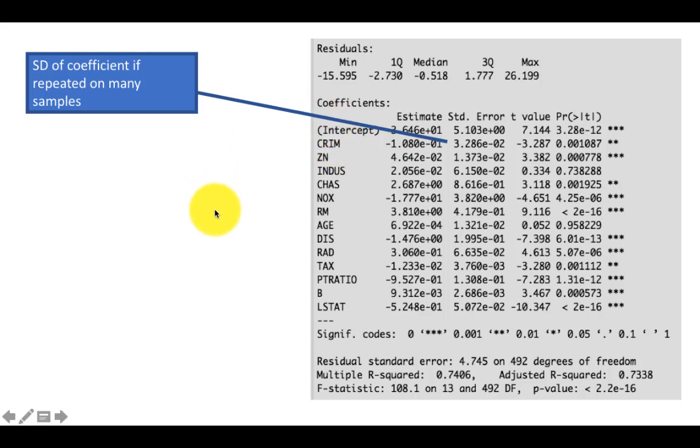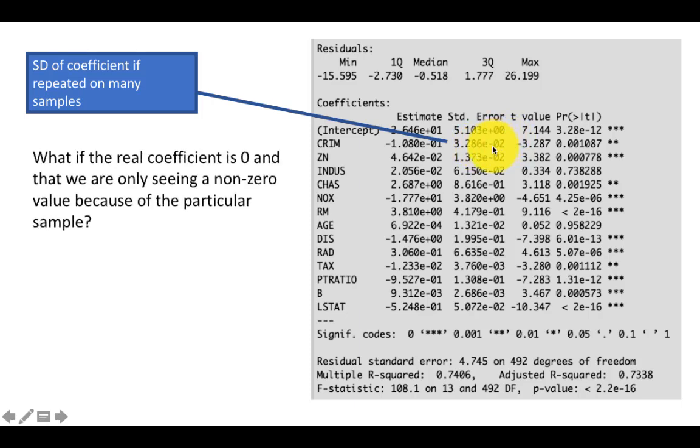So let's take this attribute called CRIM, and for CRIM, you've got an estimate of minus 1.08 e minus 1. E minus 1 basically says multiplied by 10 raised to the power minus 1, or essentially this is divided by 10. So the actual value is minus 0.1080. And the standard deviation is 3.286 e minus 2, which means divided by 100, 10 raised to the power of minus 2, which is 1 by 100.